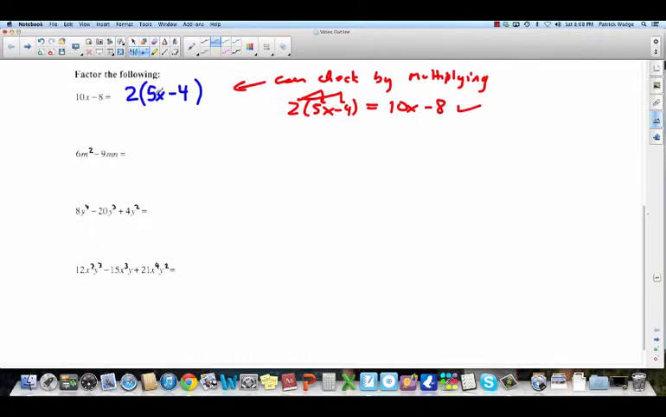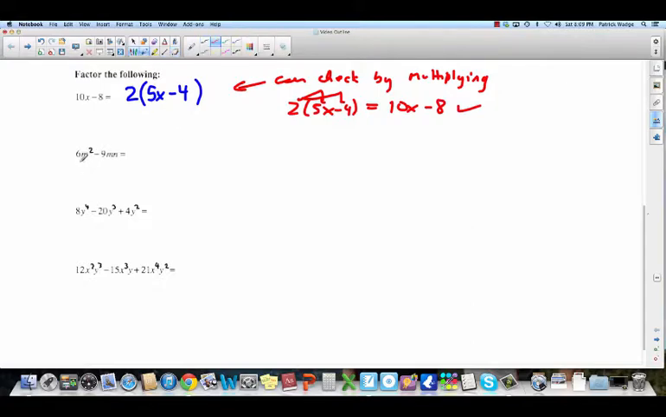Just to let you know, the way that most textbooks teach it to you is they tell you to get the greatest common factor out, 2, and then divide both of these by 2. 10x divided by 2 is 5x, 8 divided by 2 is 4. You're welcome to do it that way. I've had more success with asking students, what do I multiply 2 by to get 10x? What do I multiply 2 by to get negative 8? I'll do it both ways again for the next one, and then I'll probably just stick to this way.